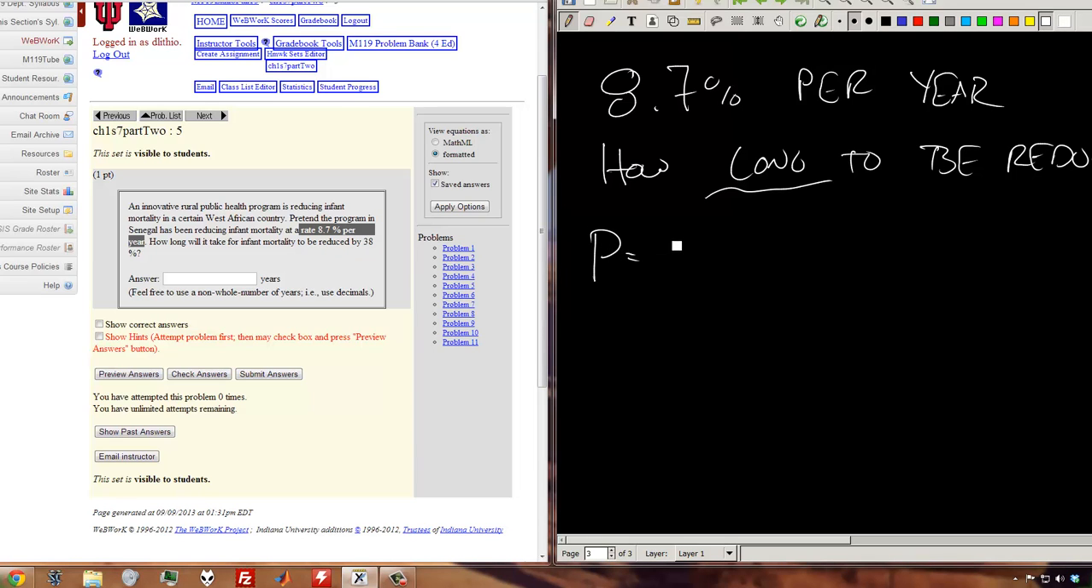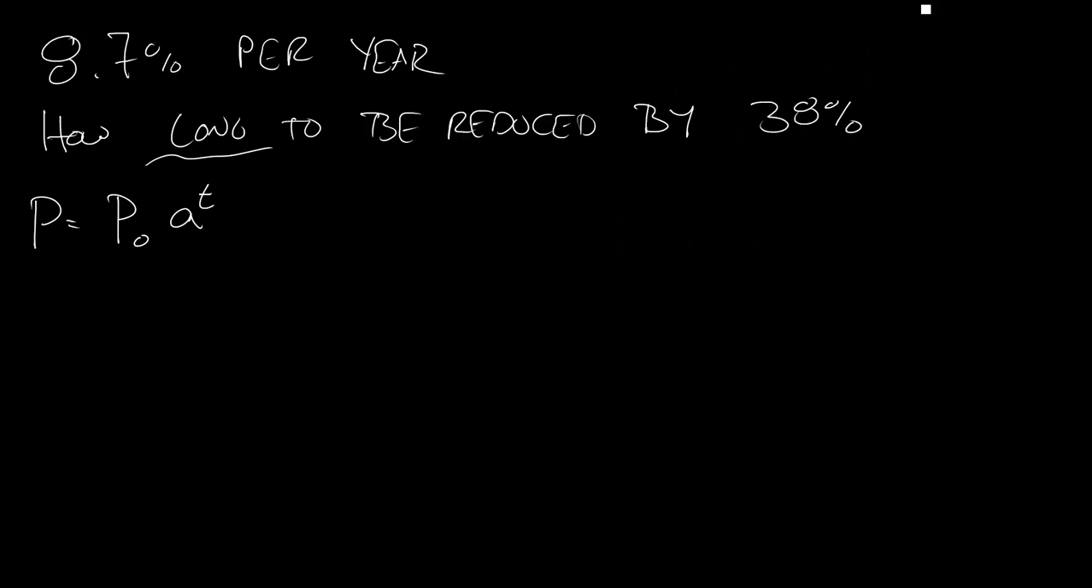We could use either one here. I'm going to use P equals P0, our initial value, times a, which is our growth factor, to the power of t. The question is, given this rate, how long is it going to take for infant mortality to be reduced by 38%? So how do we start filling in this formula? Do we know our initial value? Not really. What about this a, though?